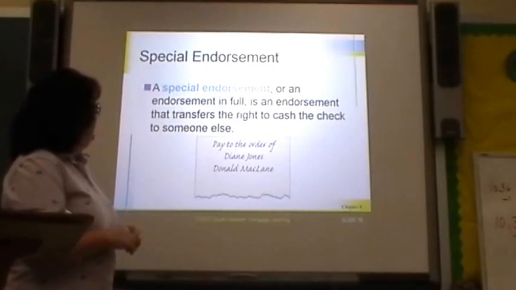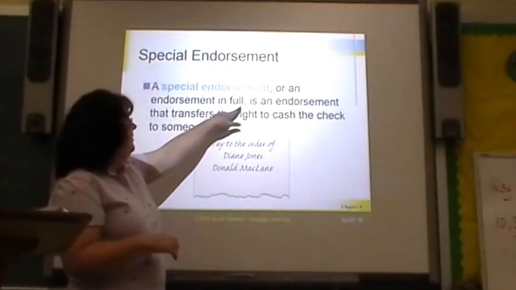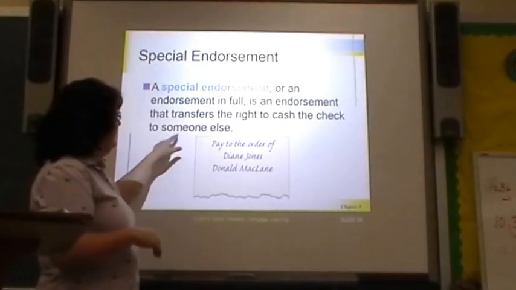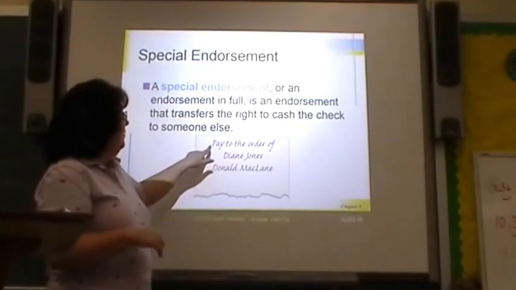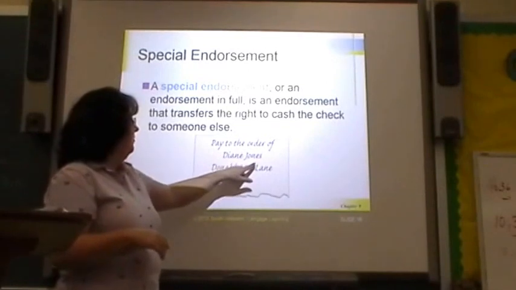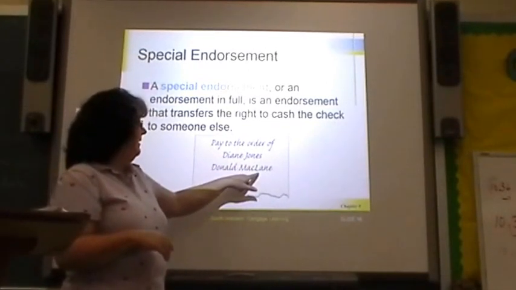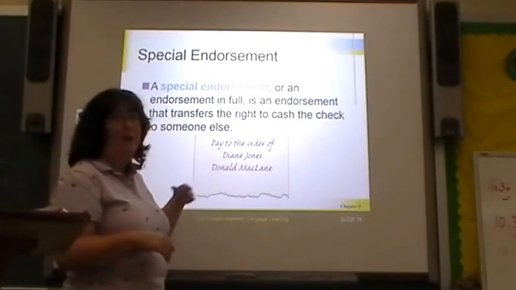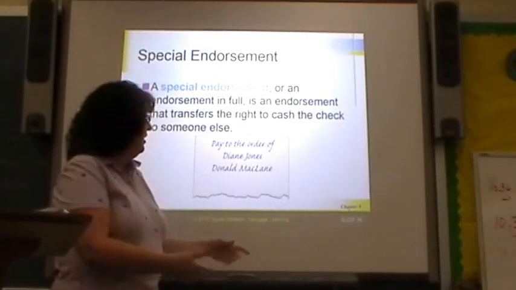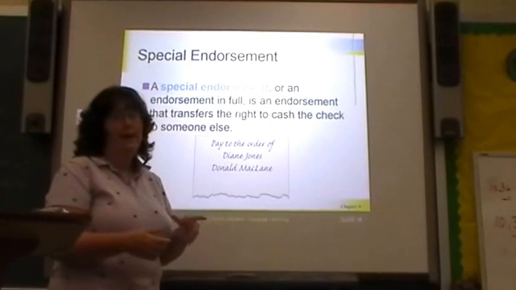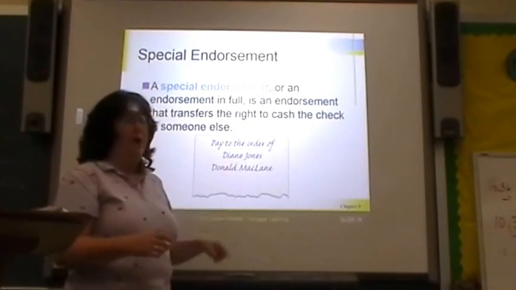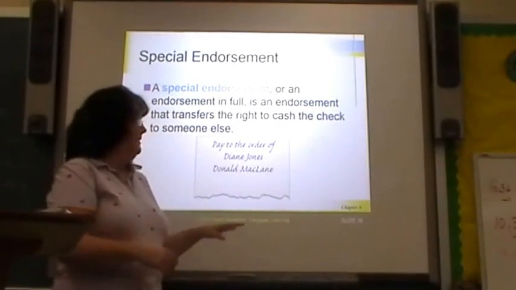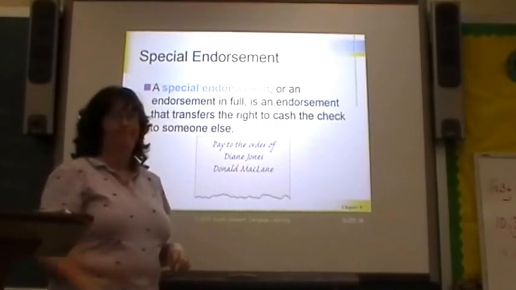A special endorsement, or an endorsement in full, is an endorsement that transfers the right to cash the check to somebody else. So, paid to the order of Diane Jones, Donald McLean. Donald is signing it because the check is actually written to Donald. But he's saying that Diane can demand payment for the amount written to Donald. Okay.